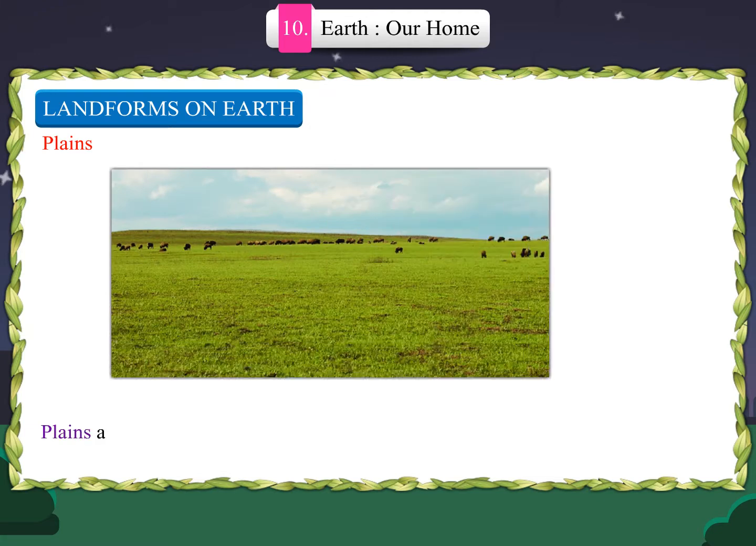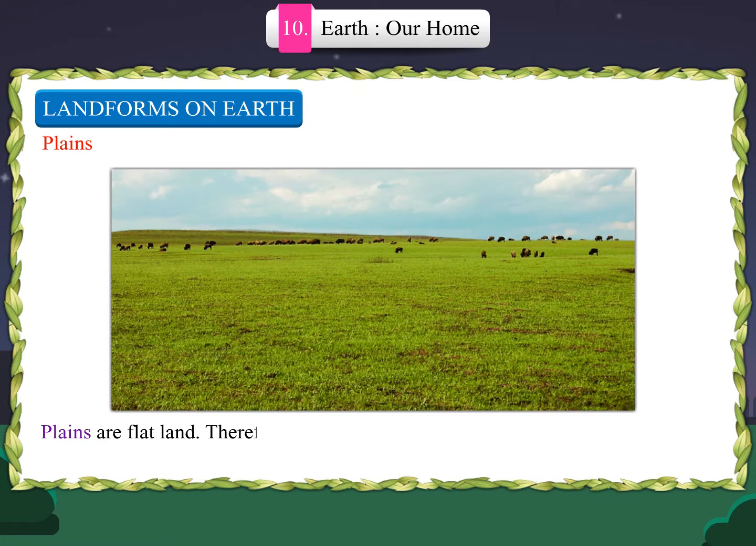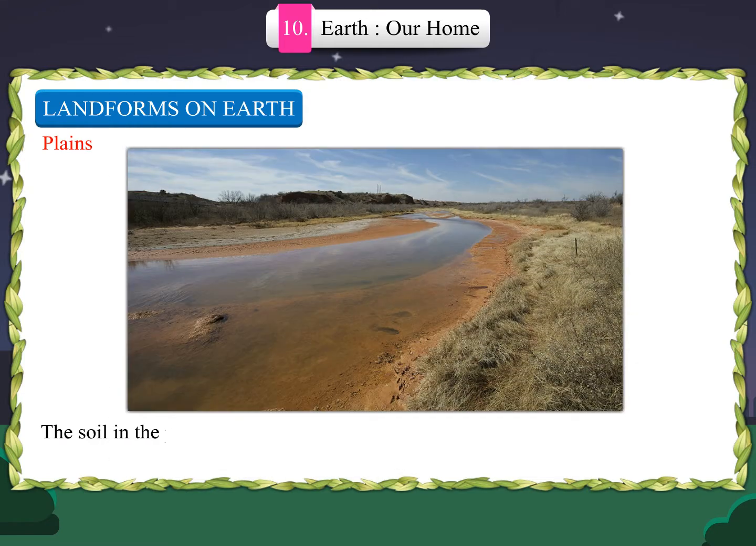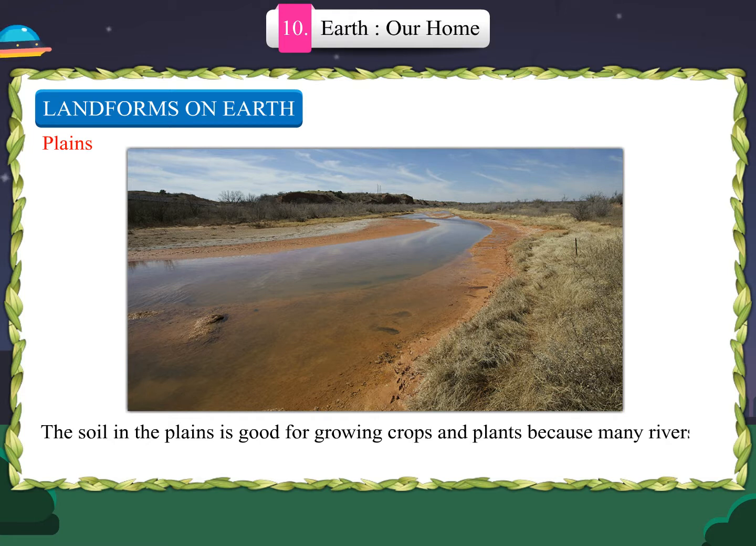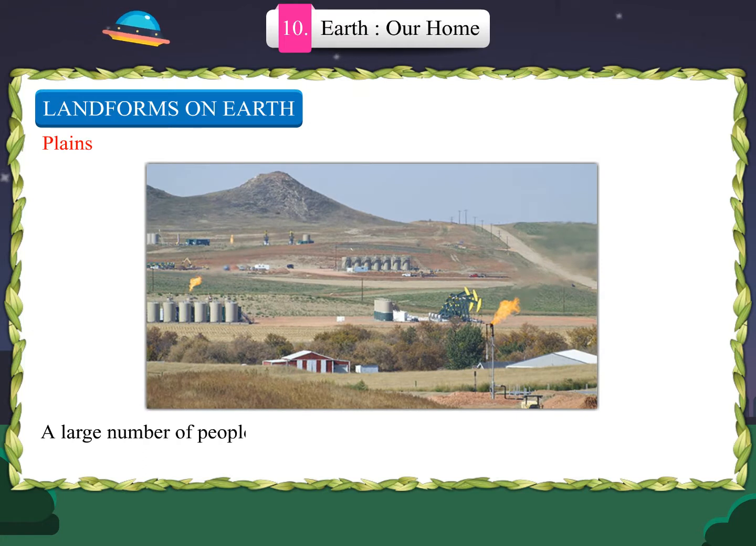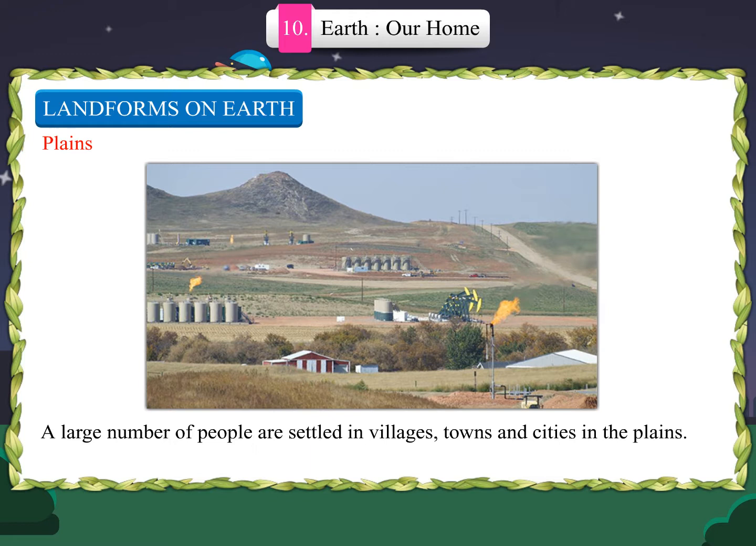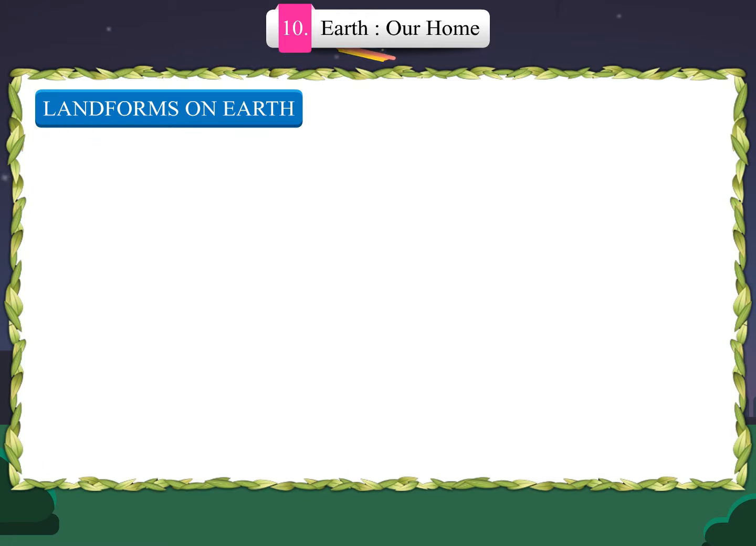Plains. Plains are flat land. Therefore, houses and roads are easy to build on these plains. The soil in the plains is good for growing crops and plants because many rivers flow through these plains. A large number of people are settled in villages, towns and cities in the plains. Many factories are also set up in the plains.